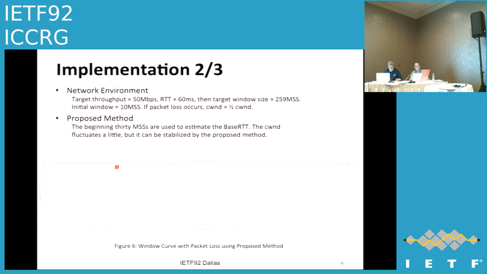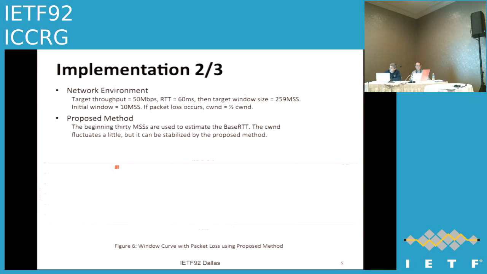Here we show the window curve with packet loss using the proposed method. Maybe we cannot see it very clearly. In the first 30 ms, we estimate the base RTT. Then packet loss occurs, but soon it comes back to the target throughput. You can see that the congestion window fluctuates a little, but it can be stabilized by the proposed method.